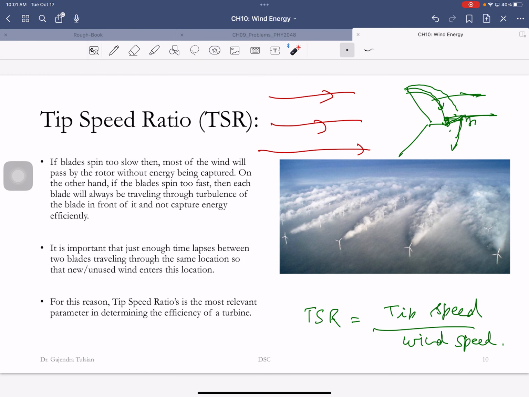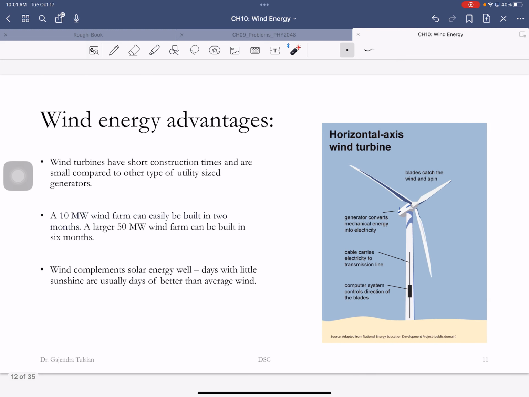Okay, so tip speed ratio is the most relevant parameter in determining the efficiency of a turbine. Again, what is your goal? Not go through turbulence and not let clean wind pass through. This picture illustrates turbulence.